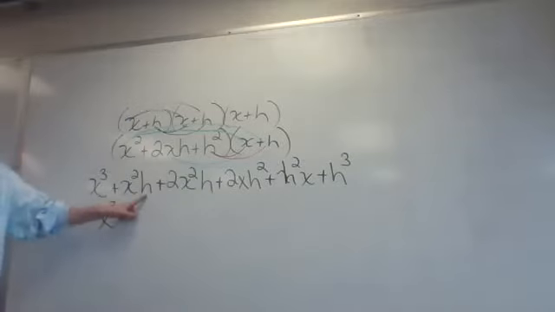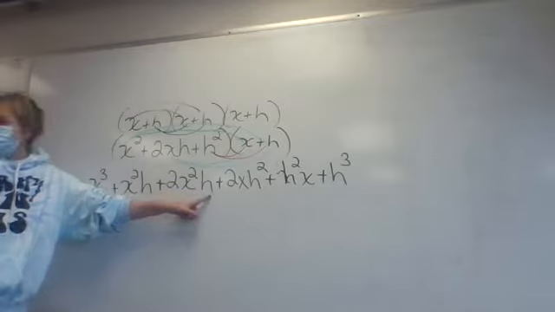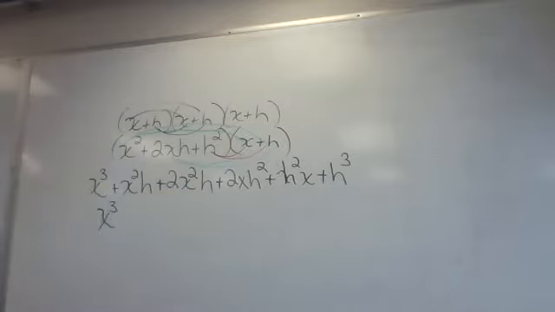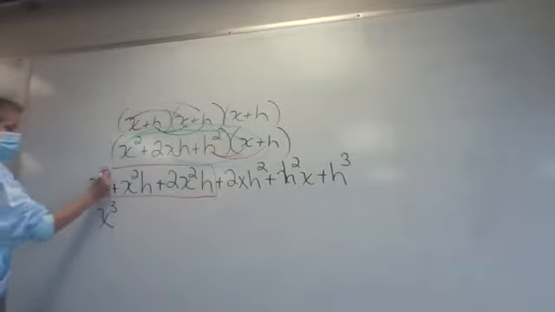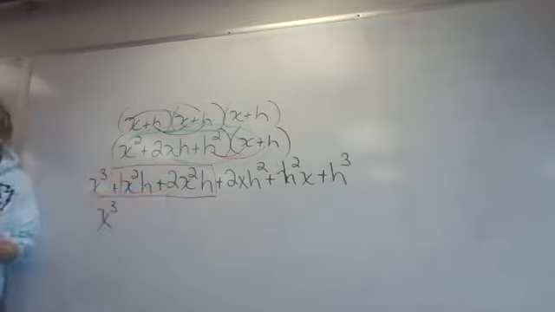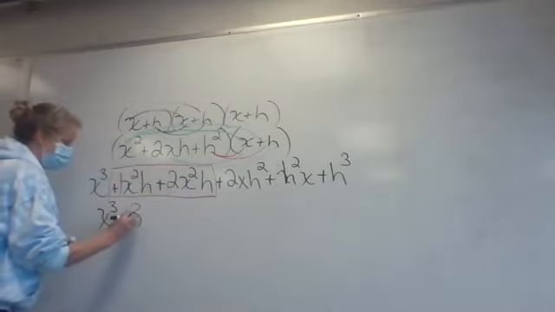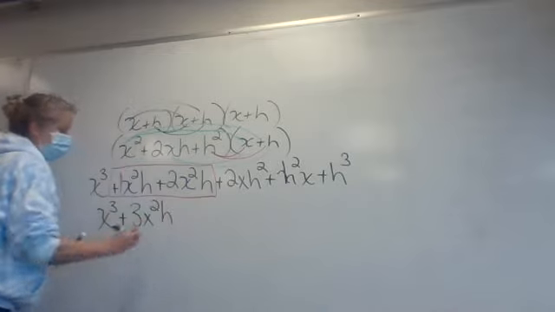x squared h, x squared h. So these terms can go together. They're both x squared h's. So if this one's 1 and that one's 2, altogether you've got 3 of those. Plus 3x squared h.